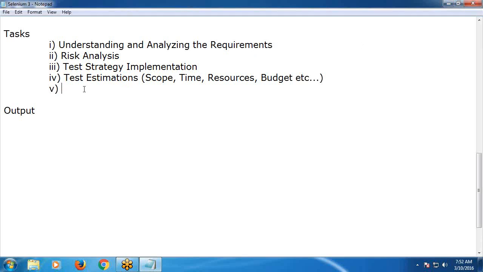Next, team formation, test plan documentation. Two tasks are there. Which one is first? Natarajan, team formation or test plan documentation? Test plan documentation, sir. Test plan documentation is first, then team formation. No.